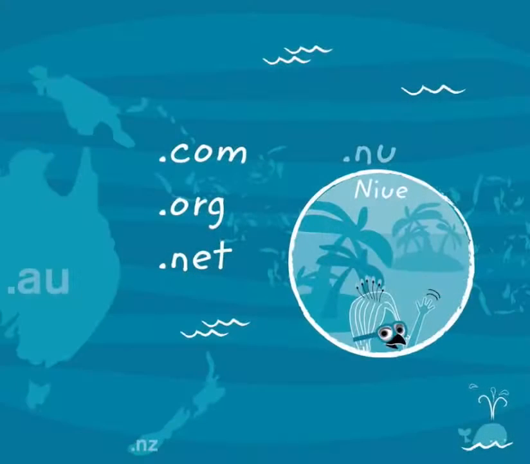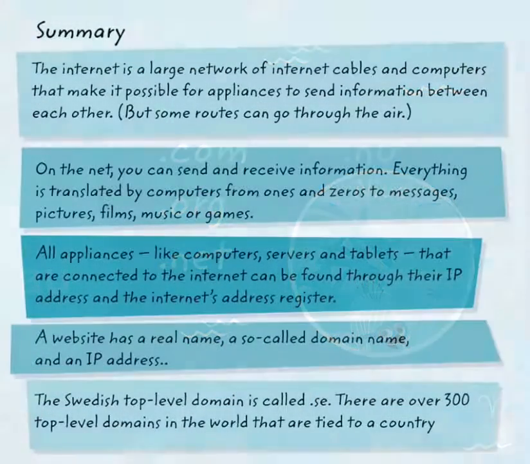But there are more types of addresses on the net. Have you seen addresses that end in .com, .net, or .org? These are addresses that do not indicate where in the world the server is located, but which can be found anywhere. The island of Niue has the country top-level domain .nu, which is used in the same way since the word nu means now in both Swedish and Dutch. Now to summarize a bit.